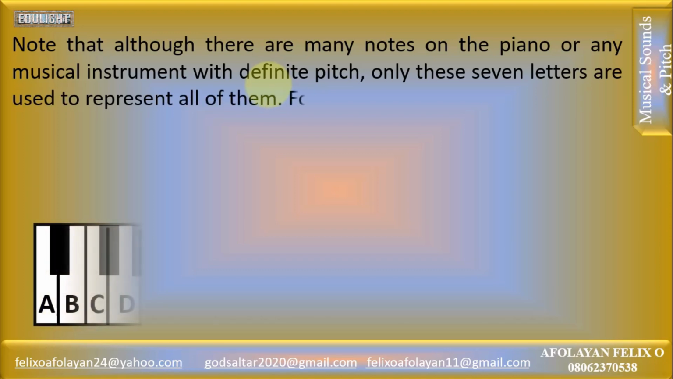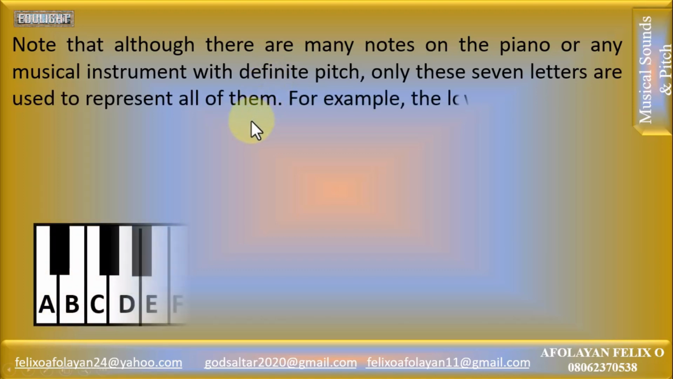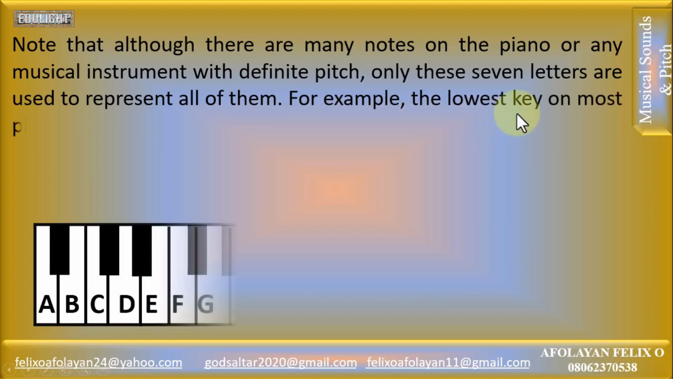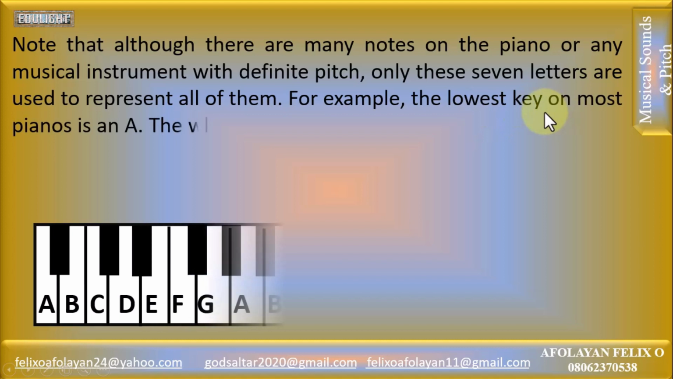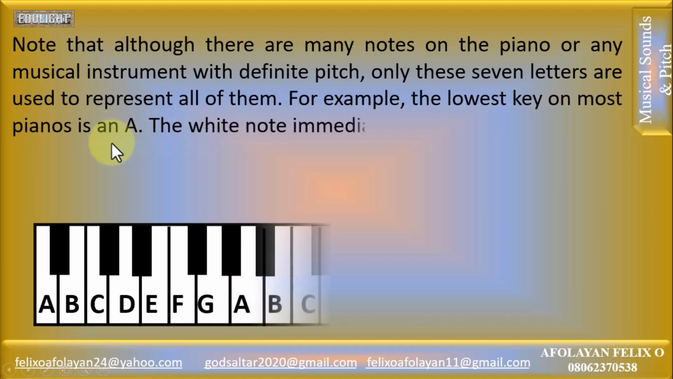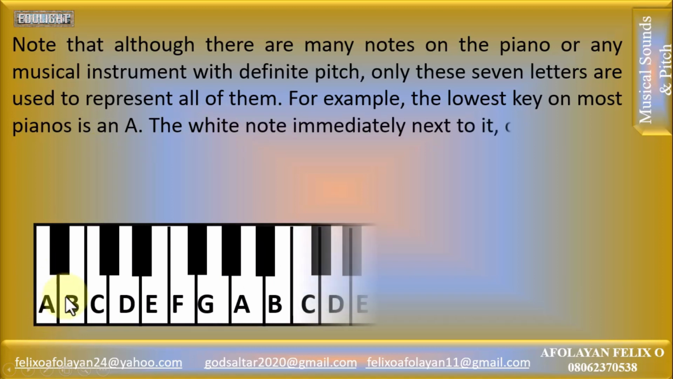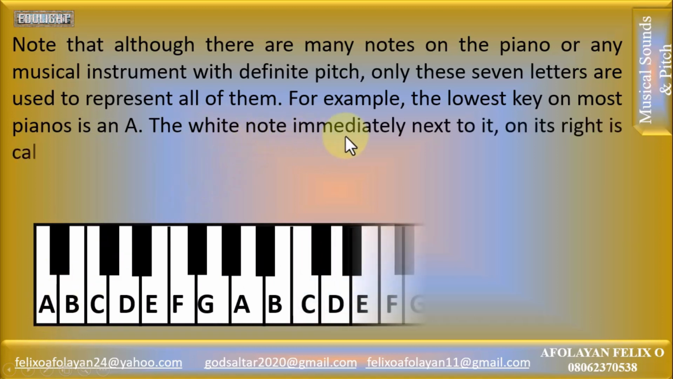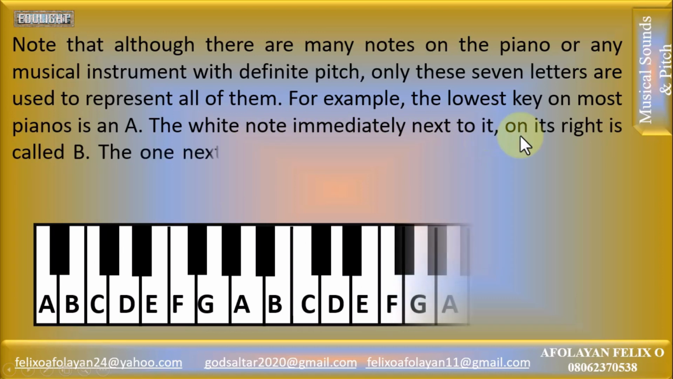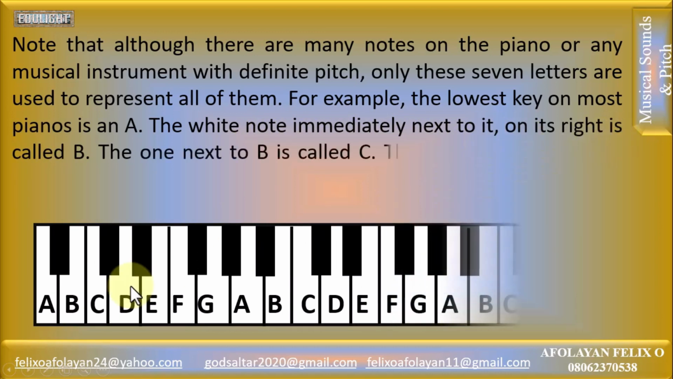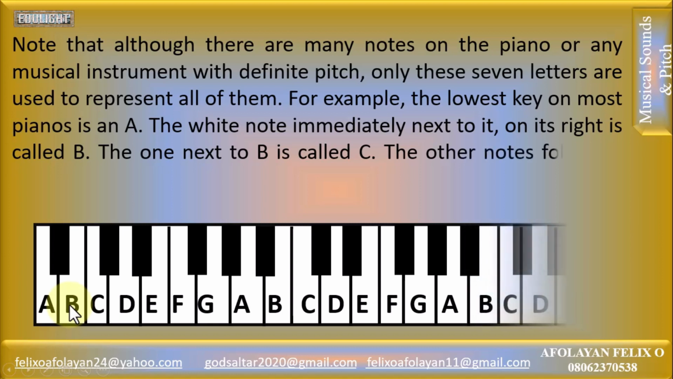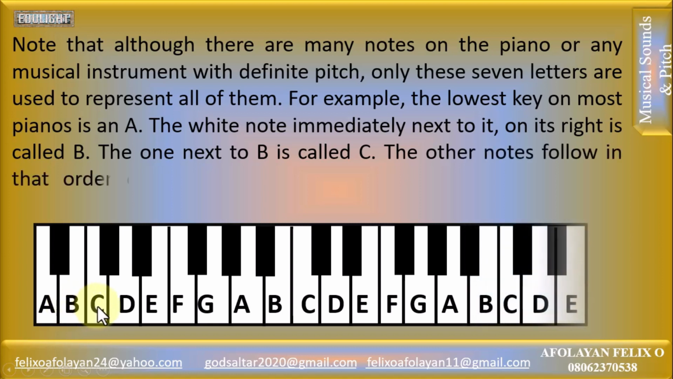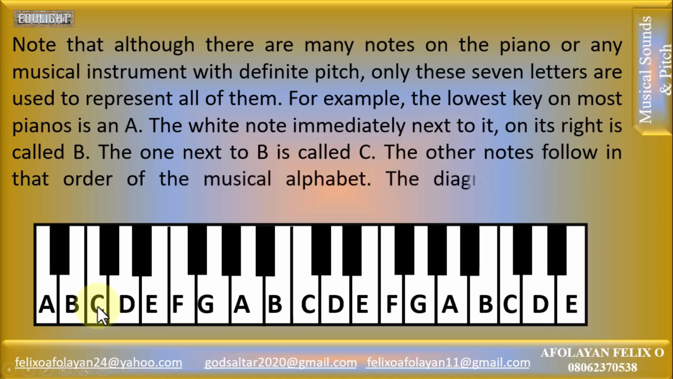all of them. For example, the lowest key on most pianos is an A, as we can see below. The white note immediately next to it on its right is called B. As you can see, the one next to B is called C. The other notes follow in that order of the musical alphabet, as we have seen it here. The diagram below can illustrate this.